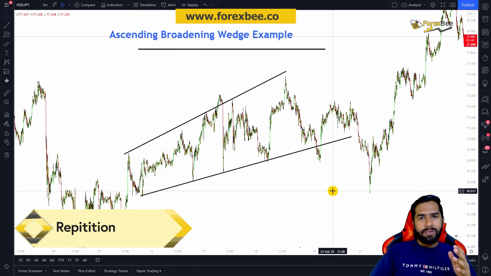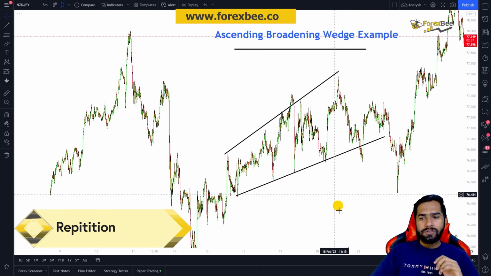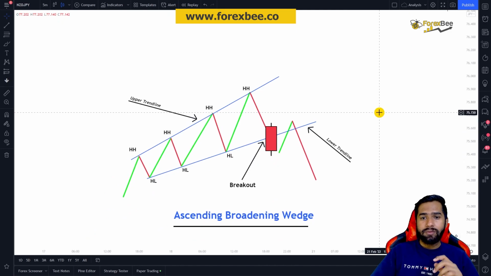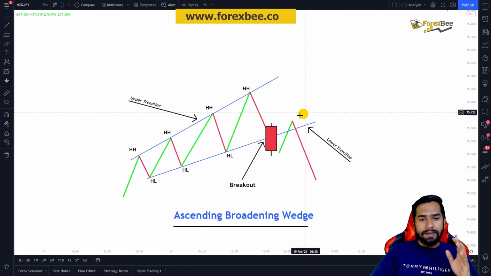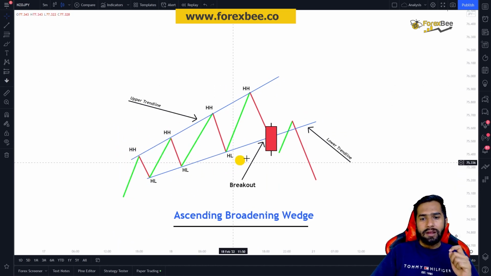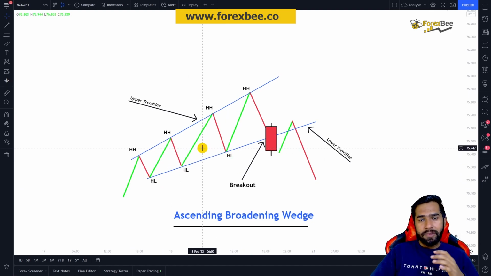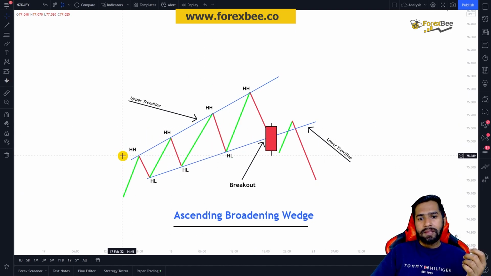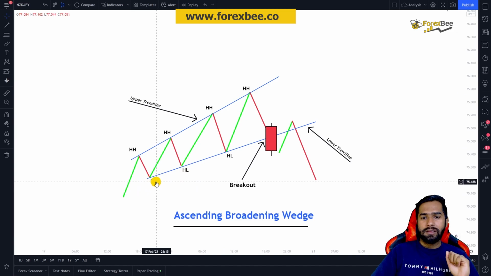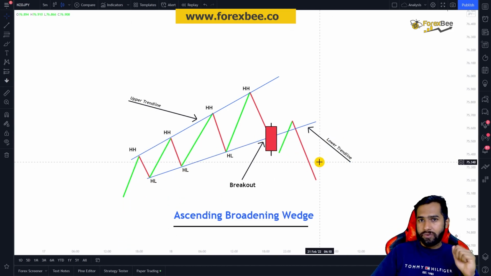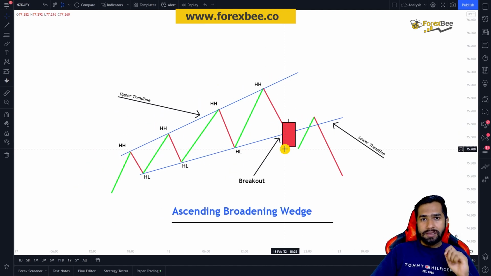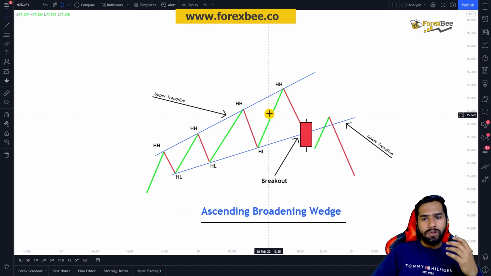So let me just repeat what we have discussed in this video so far. First of all, we looked at the market structure, or how you can detect the ascending broadening wedge pattern on your charts. And for that, you need to look for the continuous formation of these higher highs and higher lows, and every next wave should be bigger than the previous wave. The line joining these higher highs would be called the upper trend line, and the line joining the lower lows, higher lows, will be called the lower trend line. And once the market breaks this trend line, it means the trend is ready to get reversed from bullish to bearish.